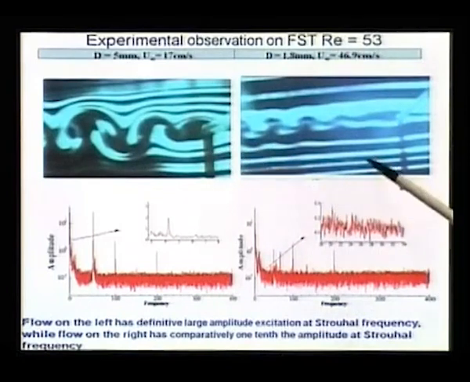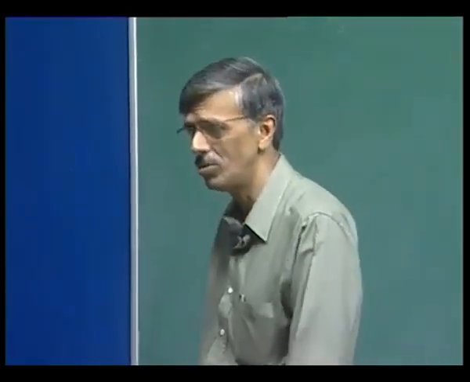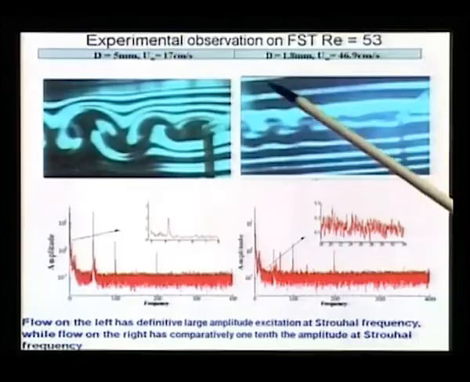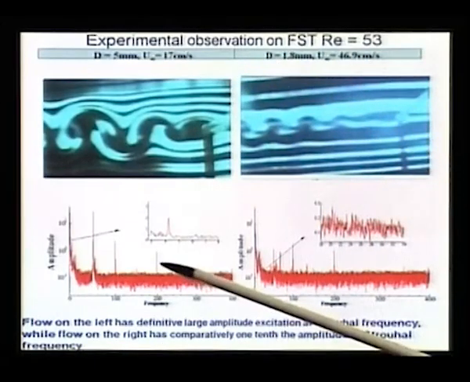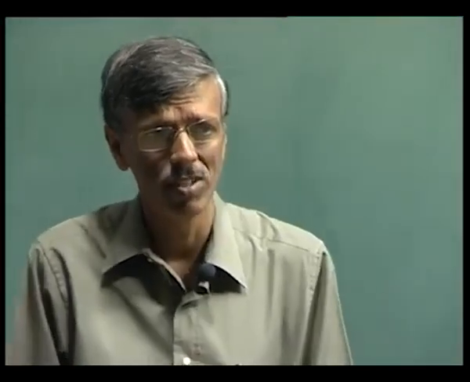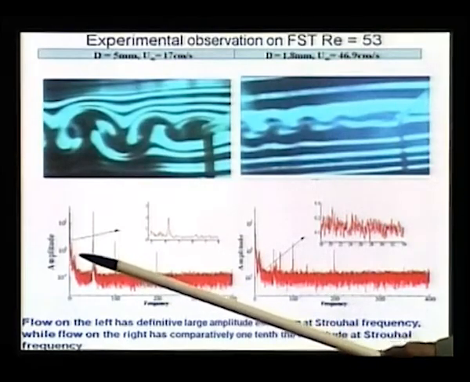So, if I now do an analysis and compare these two experimental results, what we did was remove the models and run the tunnel without any model at those speeds, 17 centimeter per second and 47 centimeter per second, and obtain a time series. It is simply a hot wire trace, and then you can do a fast Fourier transform so that you can find out the spectrum of the noise in the tunnel.